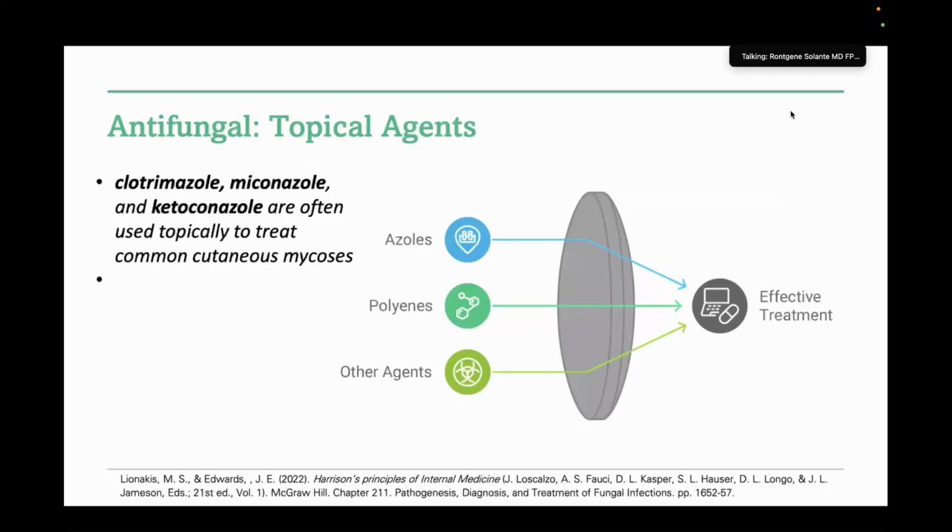Topical antifungal agents are so common. Most of these are over-the-counter drugs. You have your clotrimazole, miconazole, and ketoconazole. Usually this is the go-to treatment for patients with topical or cutaneous mycosis.